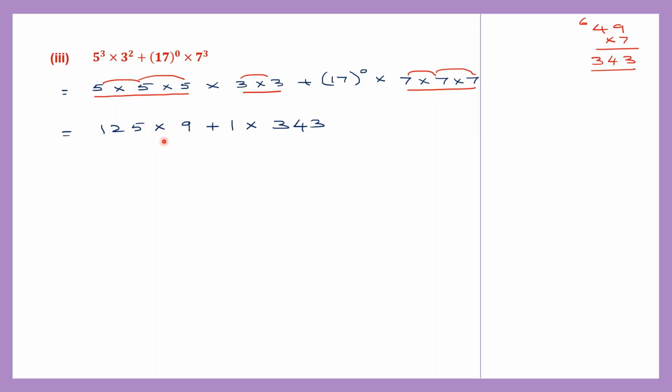So according to BODMAS, we have to do multiplication before addition. It means we have to do this multiplication and add up the two answers. So here we have 125 into 9. Let's do that. 125 into 9. 9 5s are 45, carry 4. 9 2s are 18, 19, 20, 21, 22, carry 2. 9 1s are 9, 10, 11.